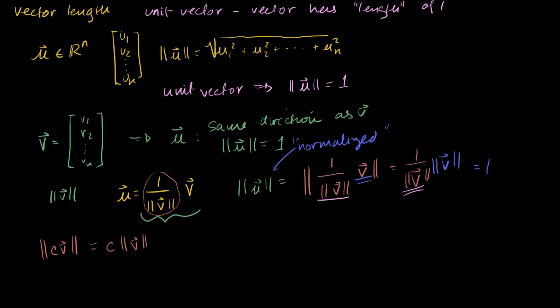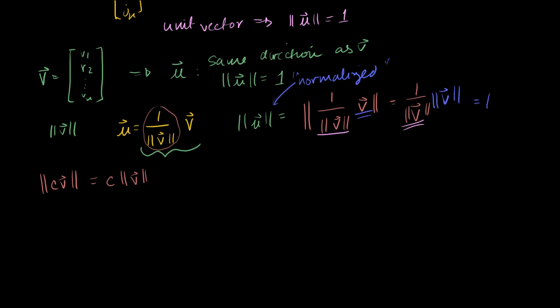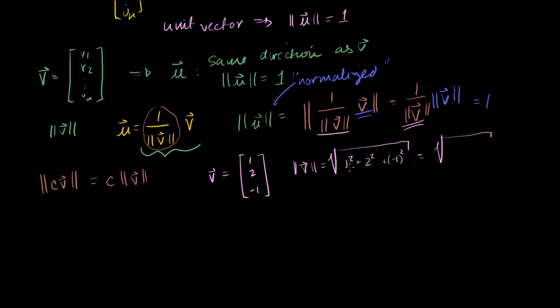Let me do an example just to make sure you get the idea. Let's say I have some vector v in R3. Let's say it's 1, 2, minus 1. What is the length of v? The length of v is equal to the square root of 1 squared plus 2 squared plus minus 1 squared, and that is equal to the square root of 1 plus 4 plus 1, square root of 6. So that is the length of v.